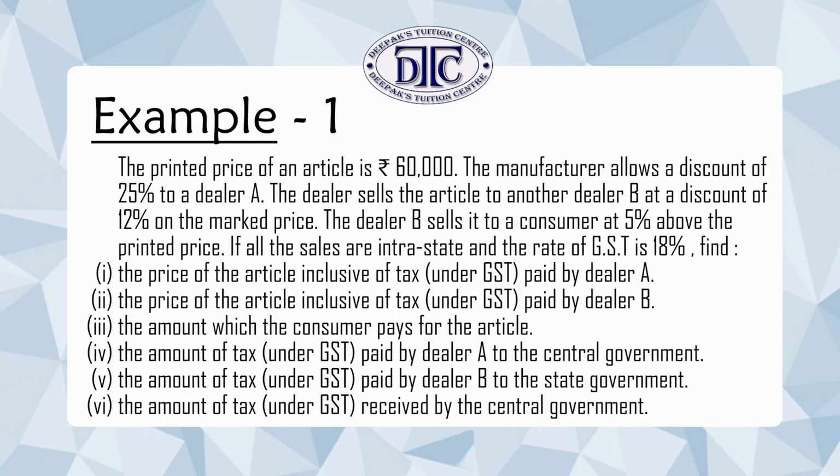Part 1. The price of the article inclusive of tax under GST paid by dealer A. Part 2. The price of the article inclusive of tax under GST paid by dealer B. Part 3. The amount which the consumer pays for the article. Part 4. The amount of tax under GST paid by dealer A to the central government. Part 5. The amount of tax under GST paid by dealer B to the state government. Part 6. The amount of tax under GST received by the central government.